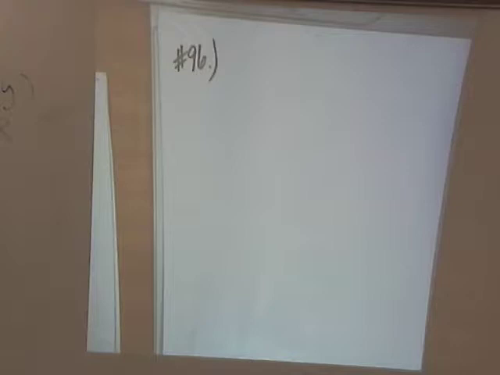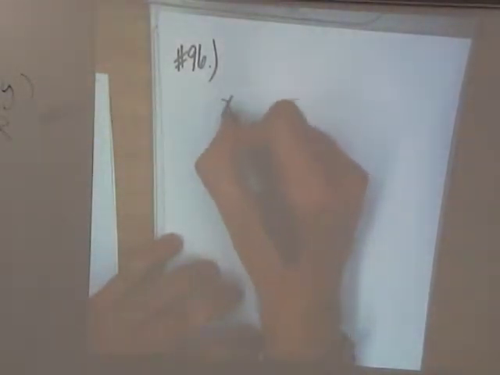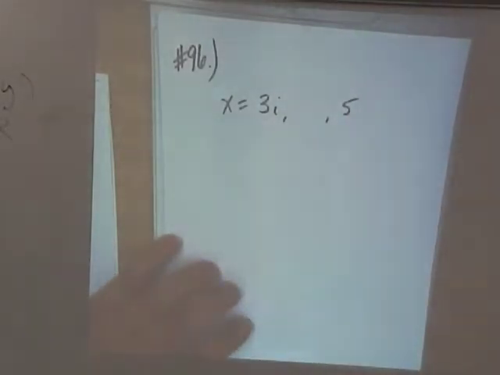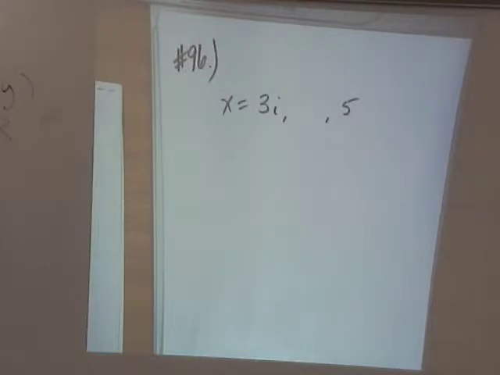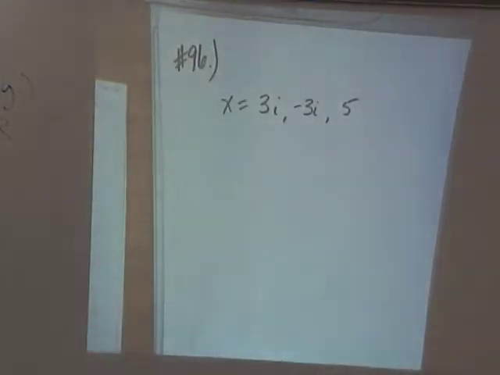Okay, which equation has roots of 3i and 5? So they're telling us that x is equal to 3i and 5. We're missing one, aren't we? Negative 3i, right? Okay, and they want us to write the equation, and I'm assuming they want it in standard form. So how do I go from the roots to the factored form? X minus the roots, right?